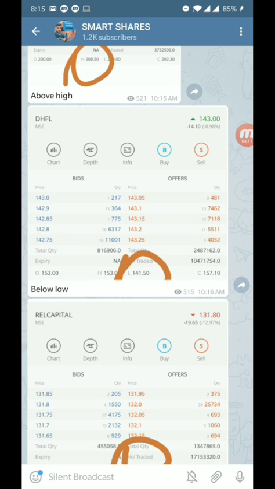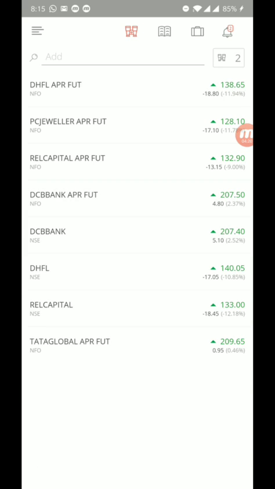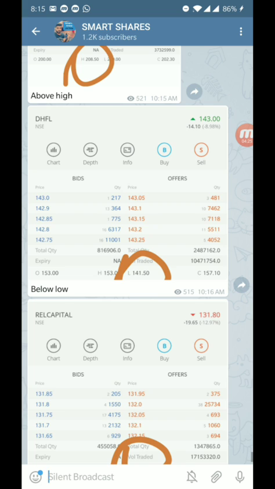DHFL also, we were looking to short this particular stock, observing it to go down from 141.50 if it breaks that level. And if you see DHFL, where is it? Yeah, 138.60. So almost 2-3 rupees has gone down. So almost 2% movement is there.